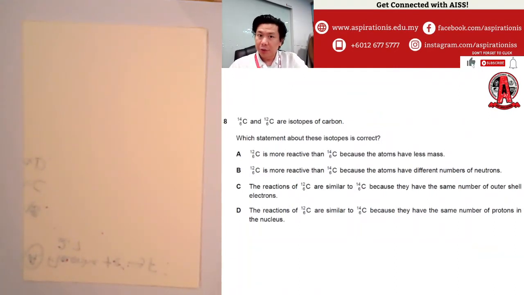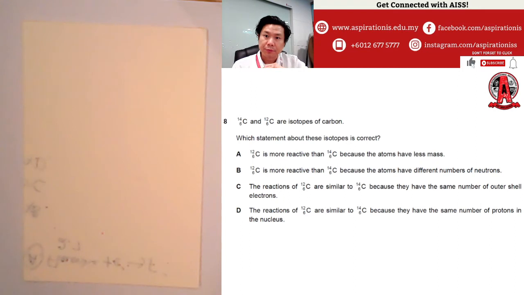Carbon-14 and carbon-12 are isotopes of carbon. I hope you know what isotopes are. Isotopes are different versions of atoms of the same element, right? Same element, different versions. Same proton number, but different number of neutrons, so different nucleon number. Let's have a look at each of them.